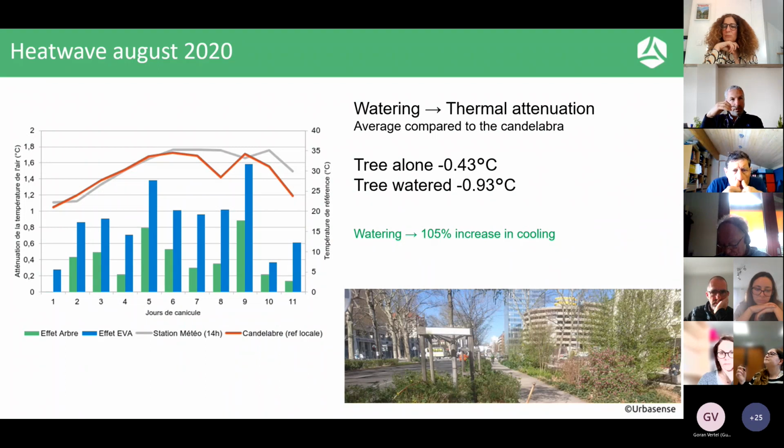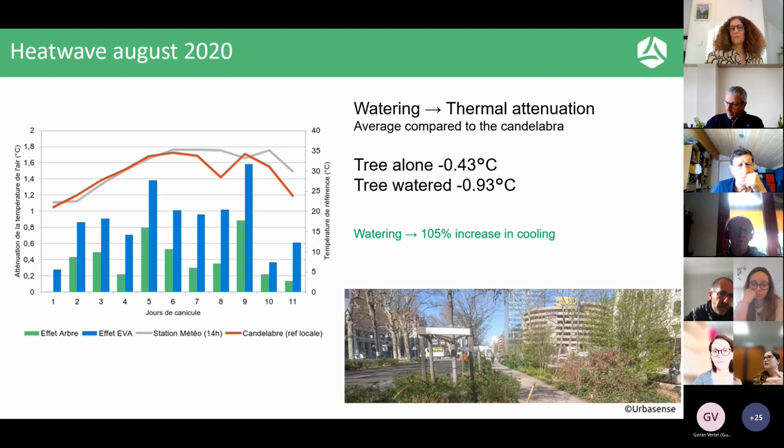So you can see that on average, compared to the reference where there is no tree, which is a candelabra, the trees alone give you 0.43 fewer degrees, and when the trees are watered, it's almost 1 degree less than the average temperature. So you have a huge increase in cooling when you have watering systems.